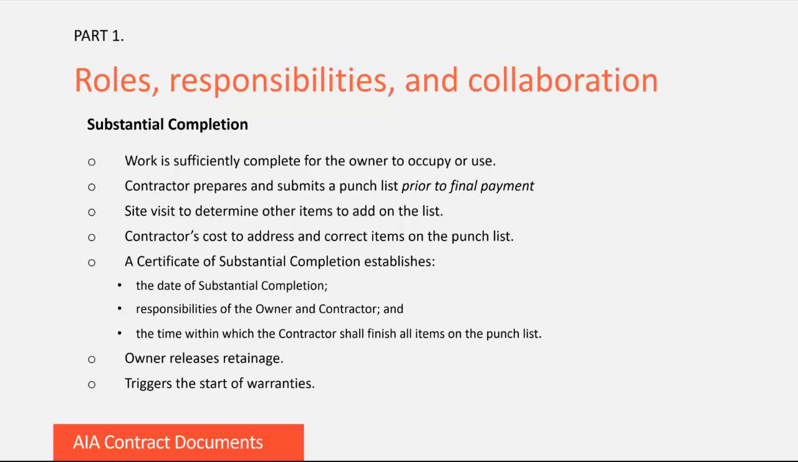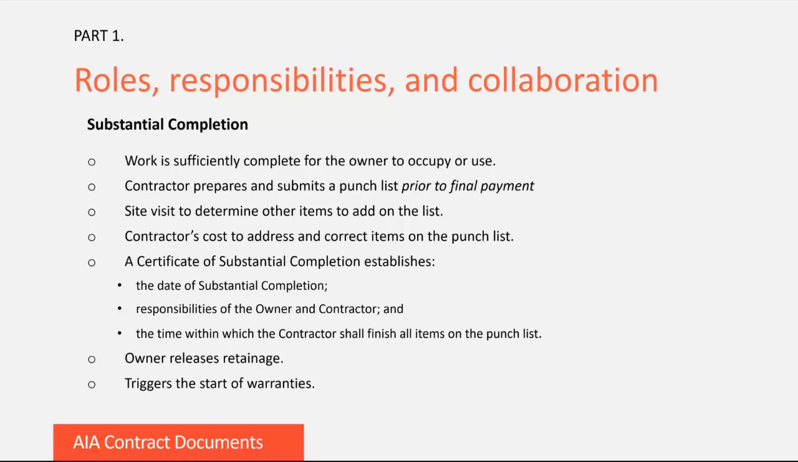Once they have made their site inspection, it's a good idea for the contractor to arrange a meeting with them to review their list, vet any things that aren't really punch list items, and add their legitimate items to the punch list. The cost for addressing items on the punch list and correcting any work are part of the contractor's expenses. When the architect or engineer prepares a certificate of substantial completion, it establishes the date of substantial completion, responsibilities of the owner and contractor in terms of security, heat, insurance, any damage to the work, and the time within which the contractor is to finish its punch list items.